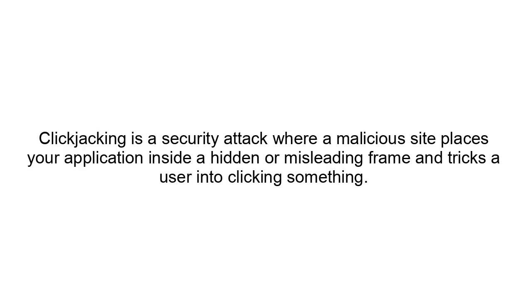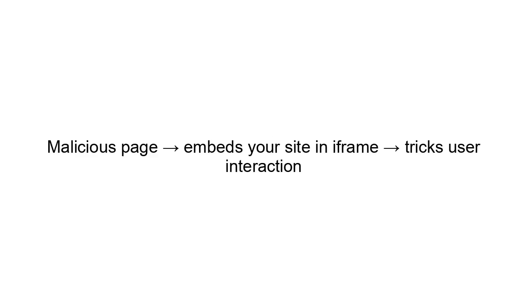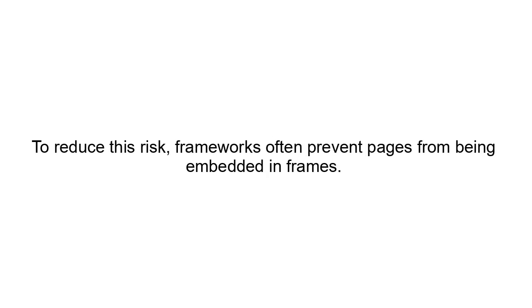What is clickjacking? Clickjacking is a security attack where a malicious site places your application inside a hidden or misleading frame and tricks a user into clicking something. For example, a user thinks they are clicking a harmless button, but actually, they are clicking a button from your real application hidden underneath. Example concept: malicious page embeds your site in iframe, means tricks user interaction. To reduce this risk, frameworks often prevent pages from being embedded in frames.